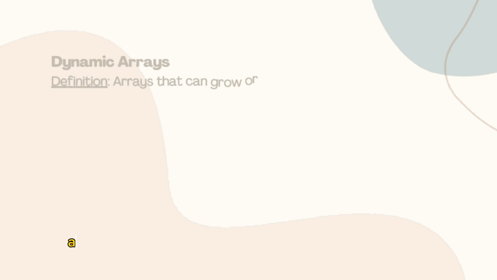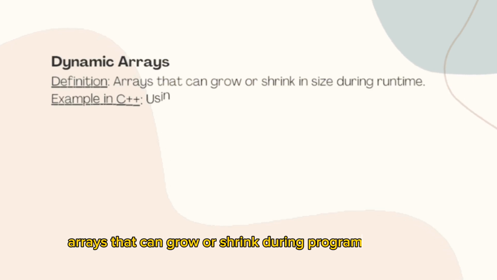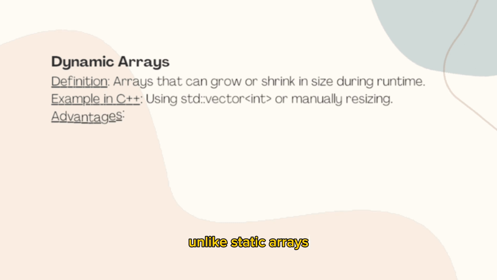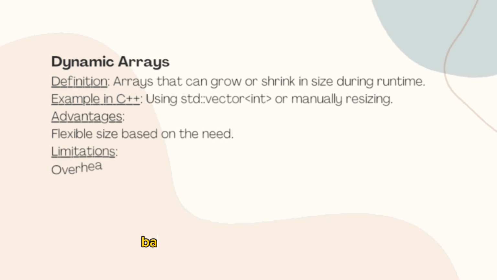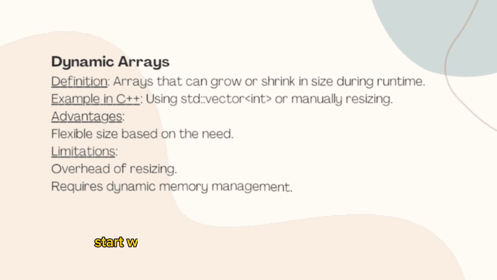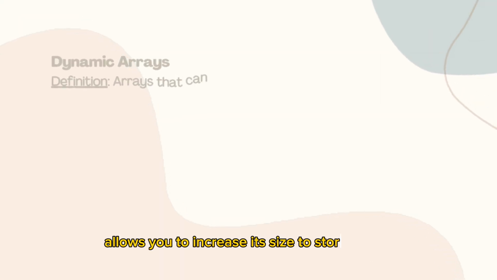Dynamic arrays. Dynamic arrays are arrays that can grow or shrink during program execution. Unlike static arrays, you can change the size of dynamic arrays based on your needs. For example, you start with an array to store 3 students' marks but later need to add 2 more. A dynamic array allows you to increase its size to store all 5 marks.